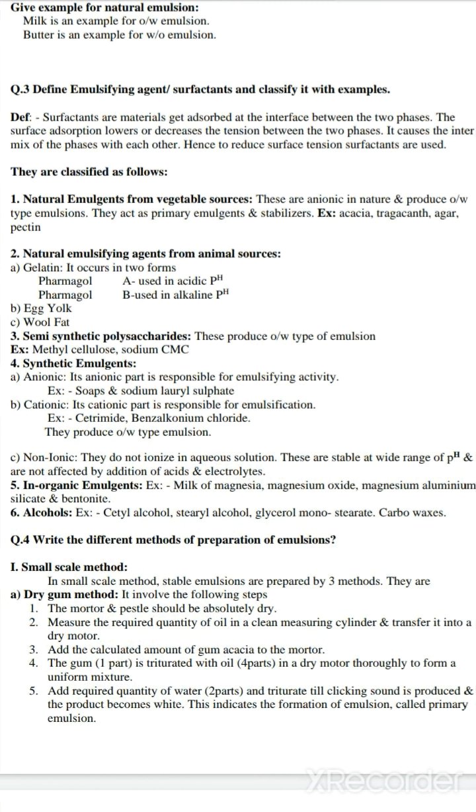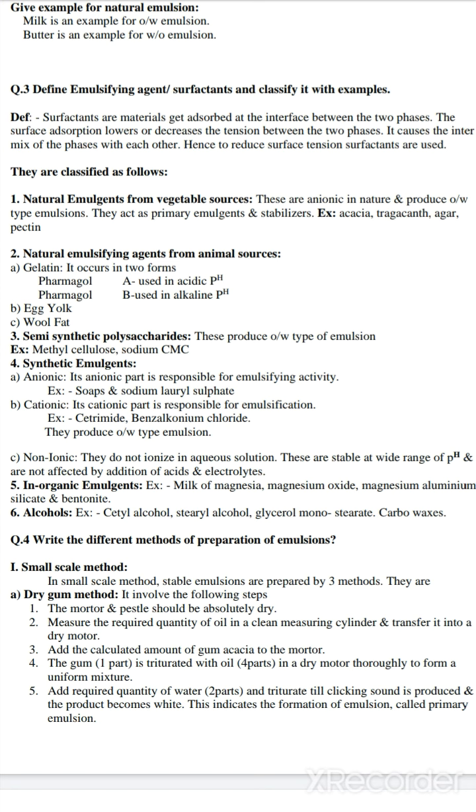Then examples: milk is an example of oil in water, and butter is an example of water in oil. Here is the definition of emulsifying agent. You can take a screenshot, it is very important for exams. They are classified as natural emulsifying agents from vegetable source, natural emulsifying agents from animal source, semi-synthetic polysaccharides, synthetic emulsifying agents, inorganic emulsifying agents, and alcohols.